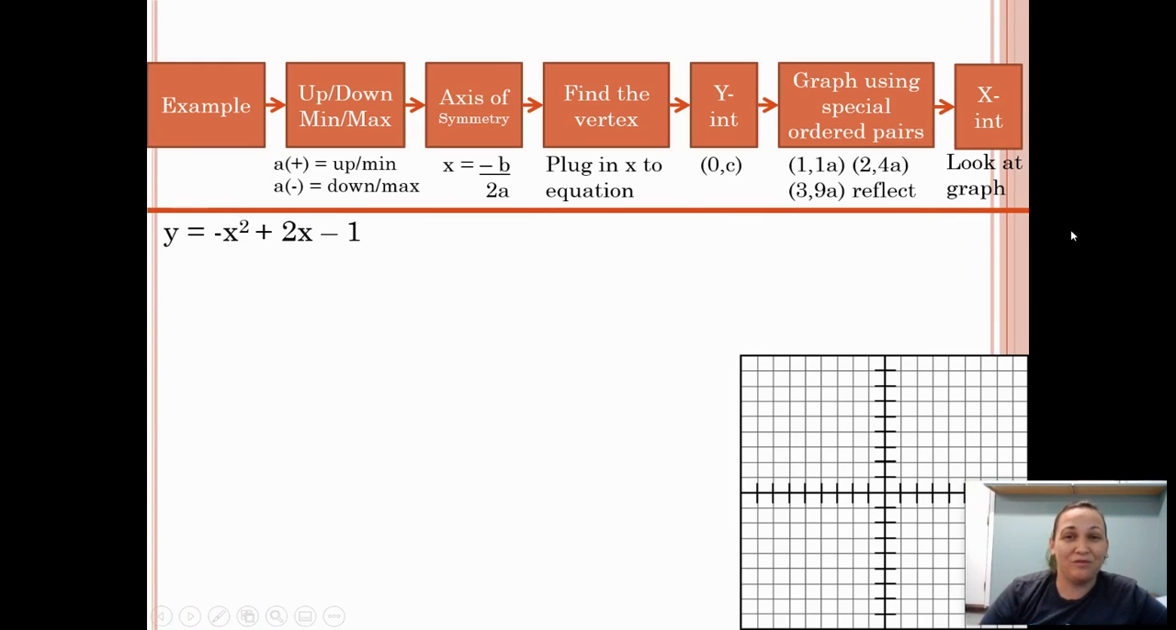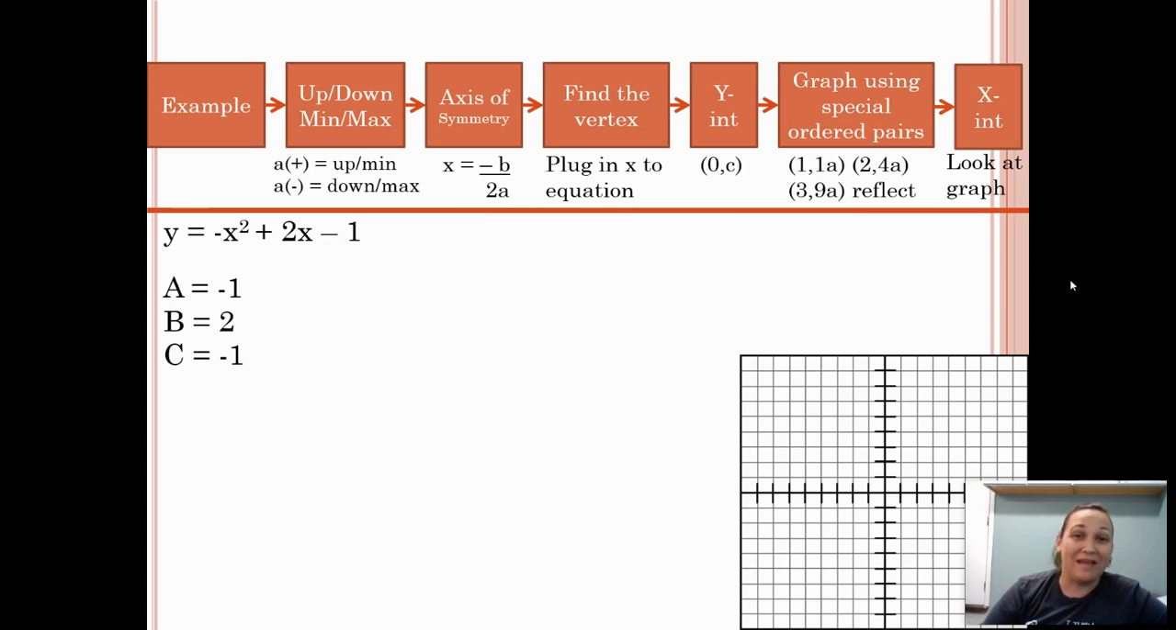My first example for today: y equals negative x squared plus 2x minus 1. The first thing we should do is identify our a, b, and c. In this problem, my a is negative 1. It's that negative symbol right in front of the x squared, and that's the new thing today. My b is 2, and my c is negative 1.